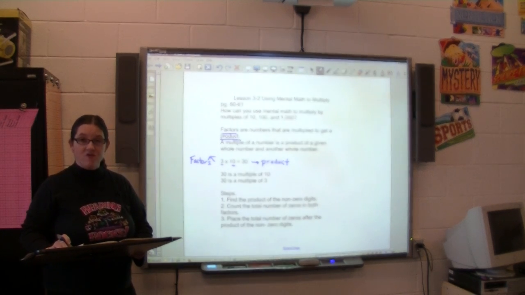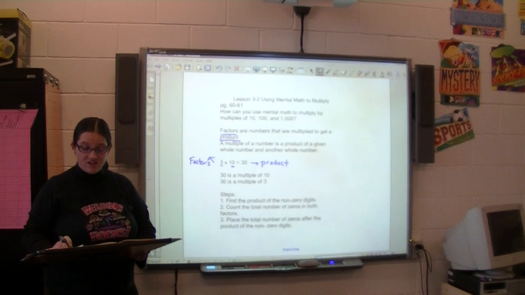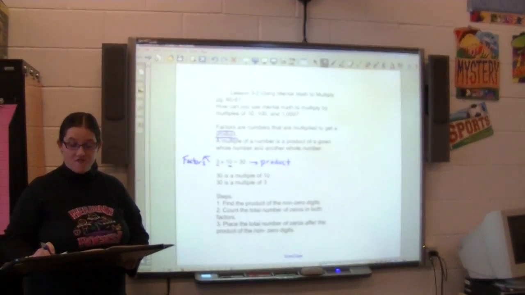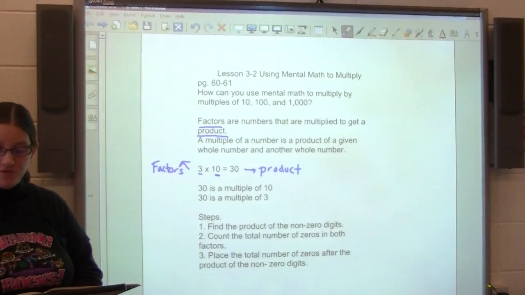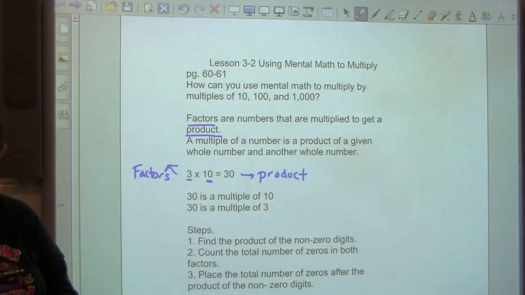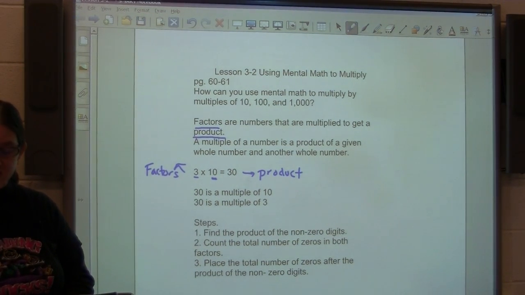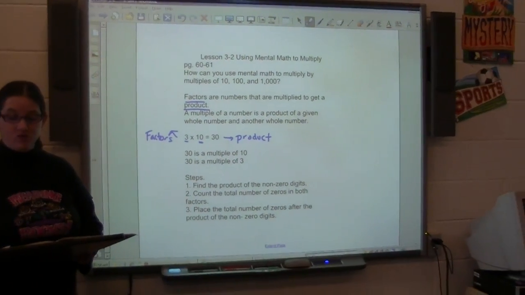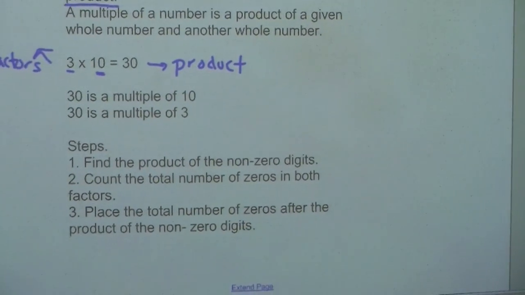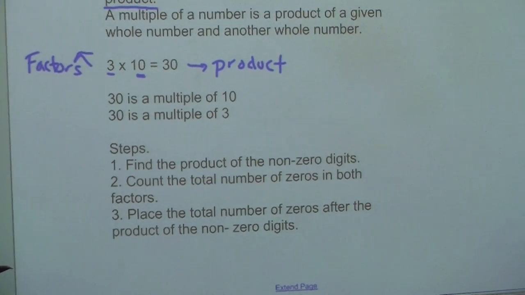Now look to the right where they have written down steps so you can do this on your own. It says step number 1, find the product of the non-zero digits. Again, that's finding your basic fact. Step 2 tells you to count the total number of zeros in both factors. And then step 3 says place the total number of zeros after the product of the non-zero digits. So that's our first goal for today: find the product of the non-zero digits, so get your basic fact, count your zeros, and put them at the end.